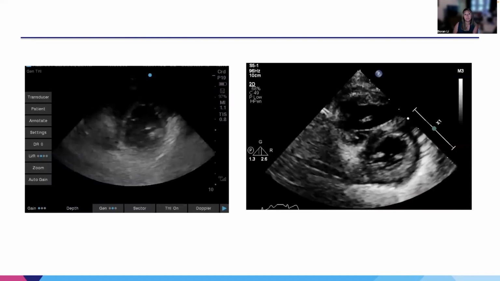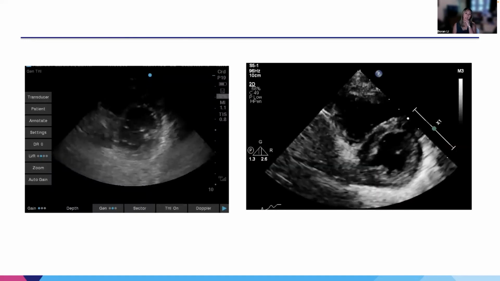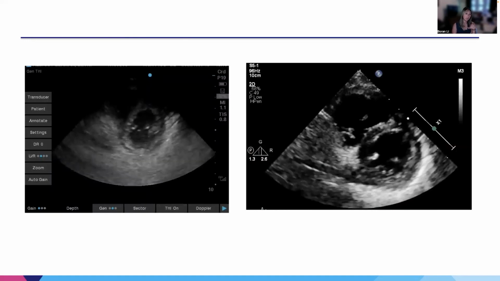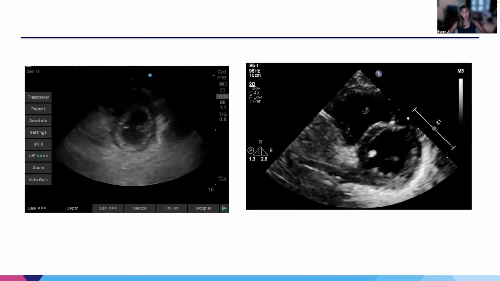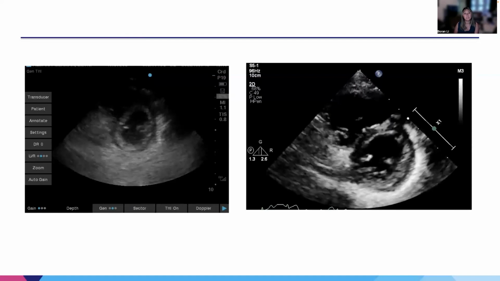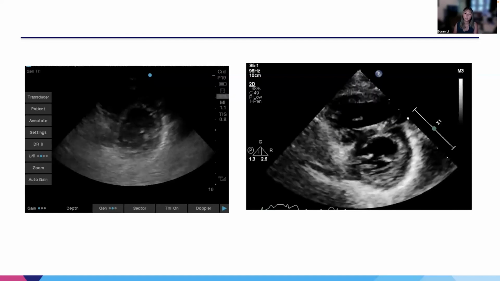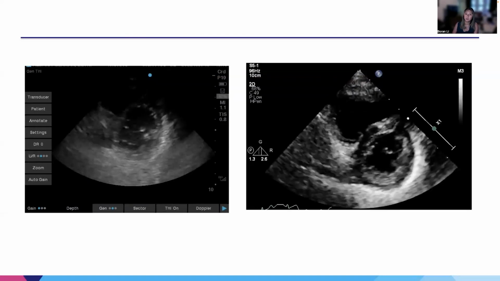So here, again, two examples. The one on the left is not optimized in that the image itself has a lot of extra space at the bottom. The one on the right is better. The one on the right is the echo image. They're similar-ish. I think the echo image is still a little bit better. And this is a mid-papillary view.